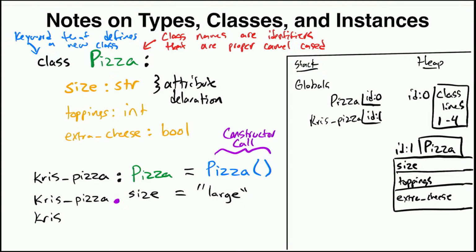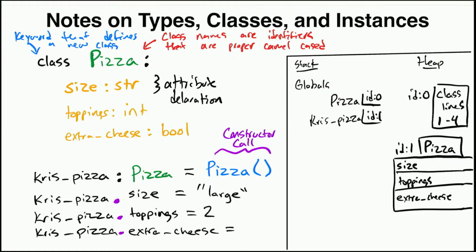Chris's Pizza. And then I'll consistently use, this would not be a different color in your programming language, dot toppings. But for emphasis is 2. And finally, dot extra cheese. And you're getting the point, right?